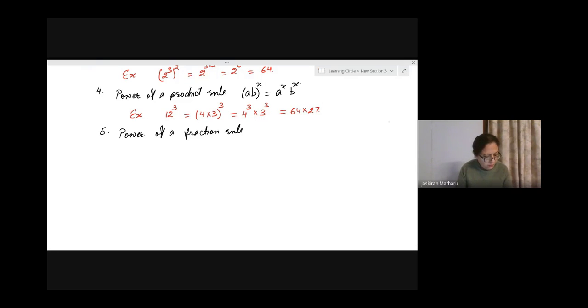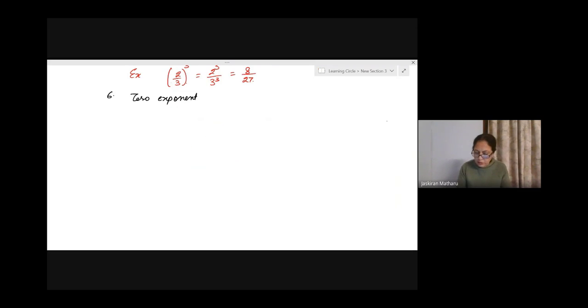Fifth rule, power of a fraction rule. So let us say we have a fraction a by b raised to the power x. Here, the numerator and the denominator can be separately raised to the power x. Example, 2 by 3 raised to the power 3. So this will be 2 raised to the power 3 divided by 3 raised to the power 3. So that is 8 divided by 27.